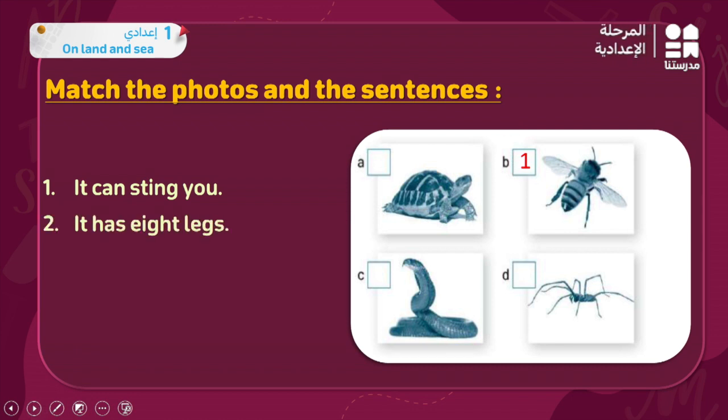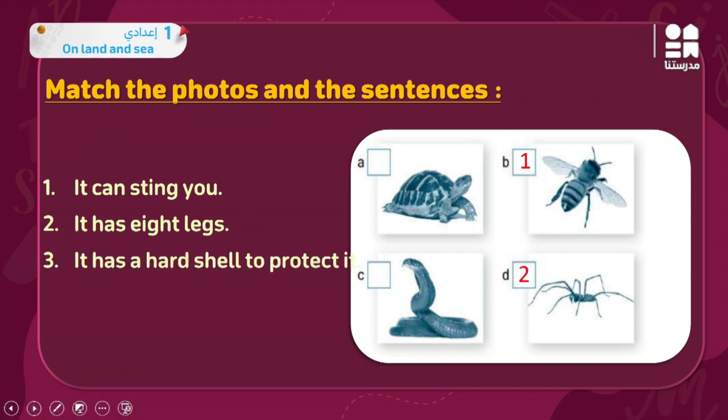بعد كده, it has 8 legs. 8 legs. Of course it's the spider. تمام. It has a hard shell to protect it. Of course, it's the turtle. It's poisonous. Poisonous animal أو poisonous reptile زي حيوان زاحف من سام. Of course, it's the snake. الثعبان. طيب.